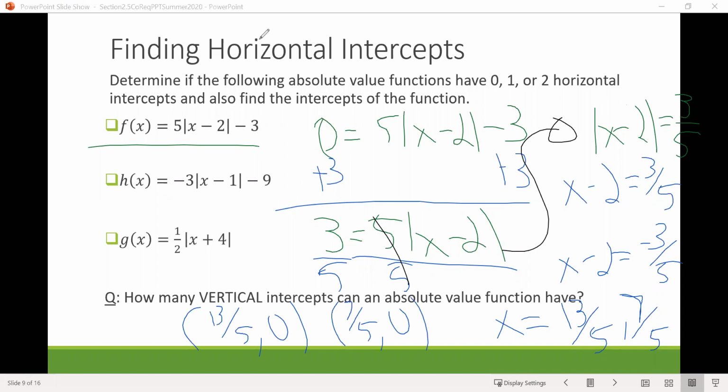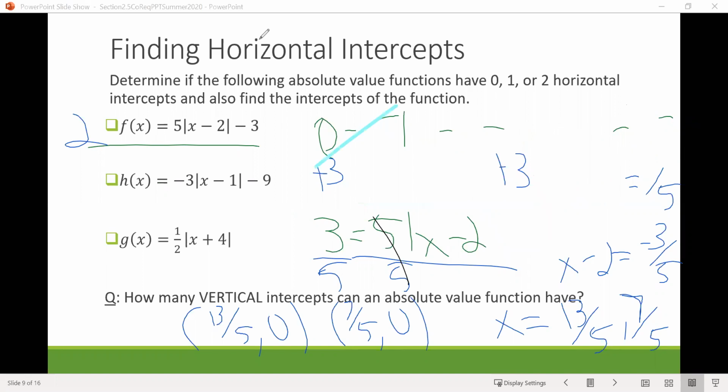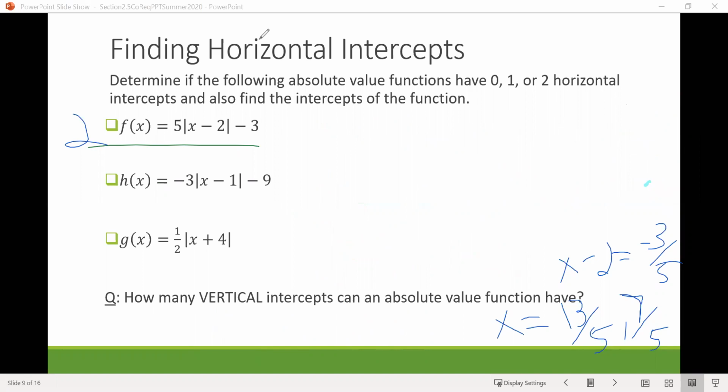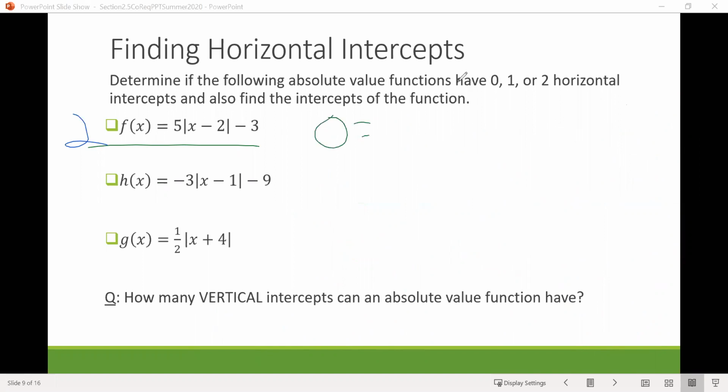So that was one where we had 2 horizontal intercepts, right? Cool. Let's look at the next one. So h of x equals negative 3 times the absolute value of x minus 1, minus 9. We will go ahead and set that equal to 0 again, because we know the output value at a horizontal intercept is 0. So our equation will look like 0 equals -3 times the absolute value of x minus 1, minus 9.